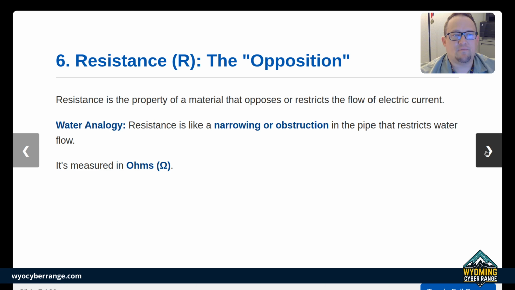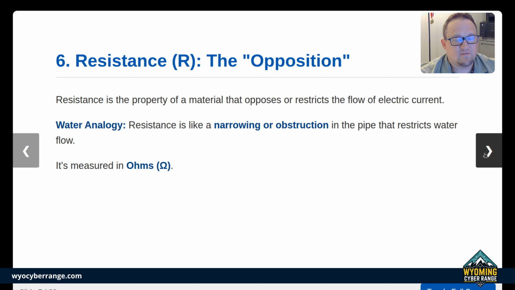Now we have the opposition. So something that's going to prevent the water from flowing through the pipe or something in that nature will restrict the flow is going to be a resistor or resistance. We measure this in ohms. So it may actually say a 200 ohms resistor. And you'll see that throughout even today's lab.